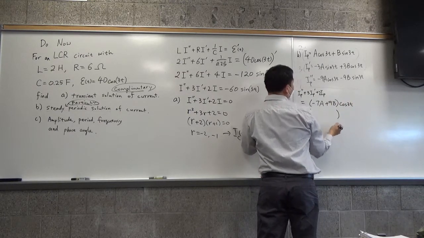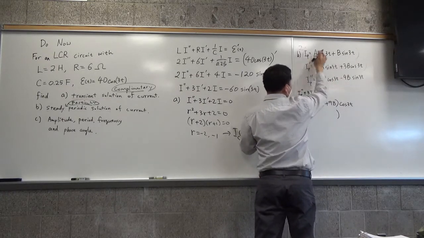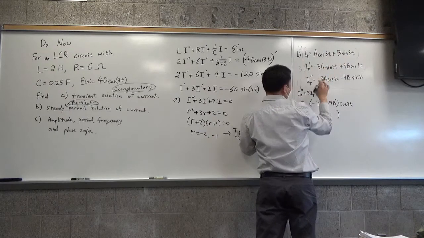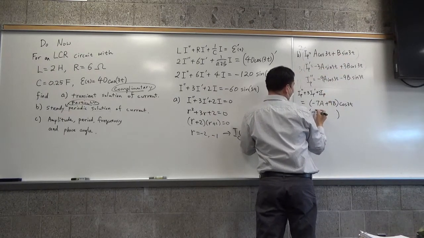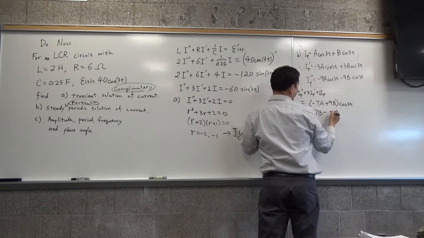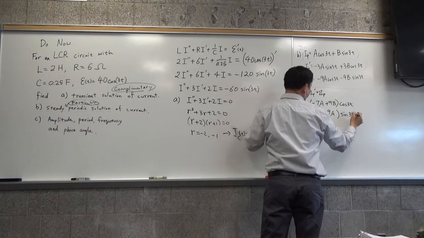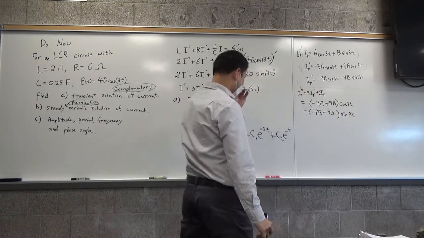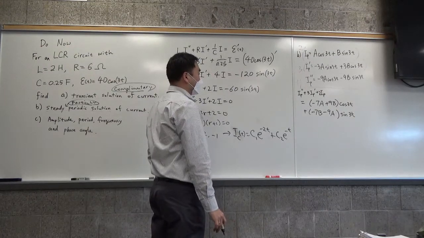On the other hand, if you track the sine, there's a sine, there's a sine, there's a sine. So 2 times b and negative 9b. Negative 9b plus 2b would be negative 7b. And then 3 times negative 3a, that's negative 9a sine 3t. All right.